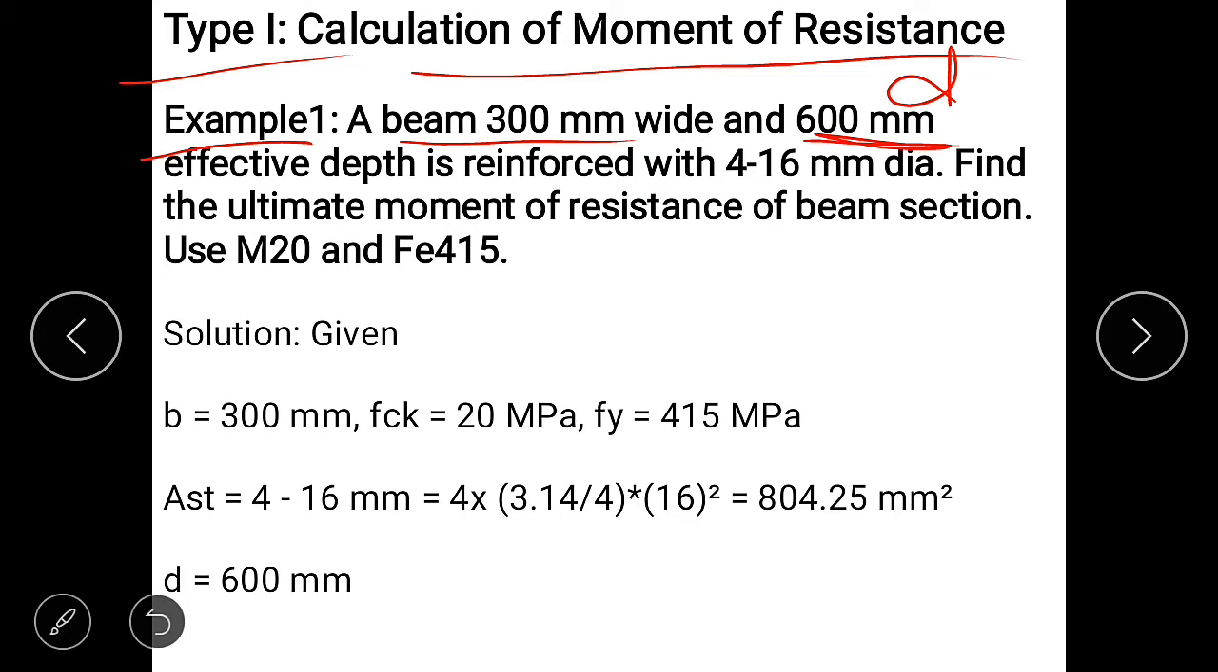If effective depth is considered, then it is small d. A beam is 300 mm wide, meaning b is 300 mm, and 600 mm effective depth, small d. Reinforced with 4 bars of 16 mm diameter, meaning 4 bars are provided and the diameter of each bar is 16 mm. We have to find the ultimate moment resistance of the beam section, that is, Mu.